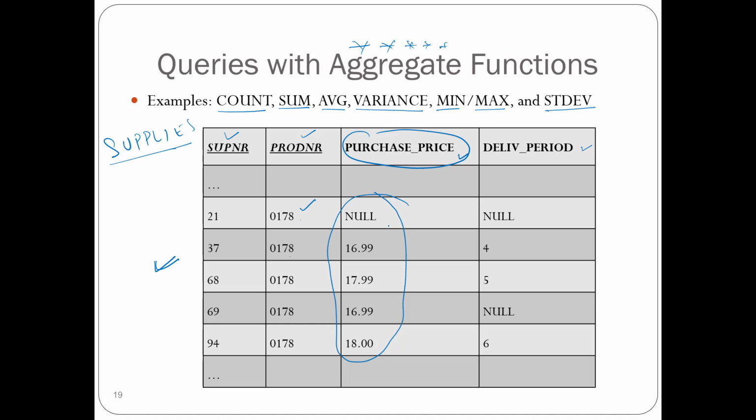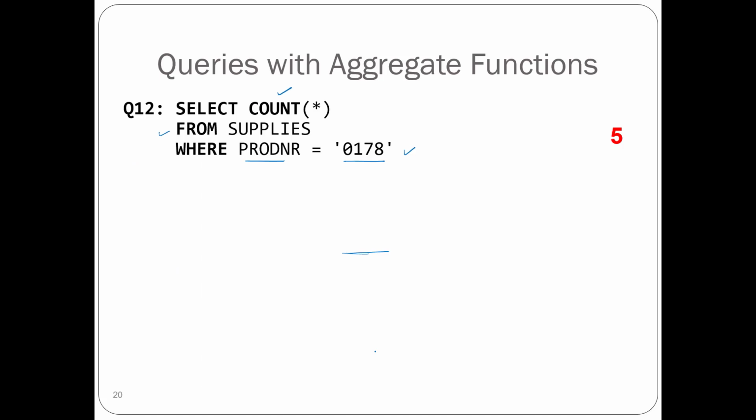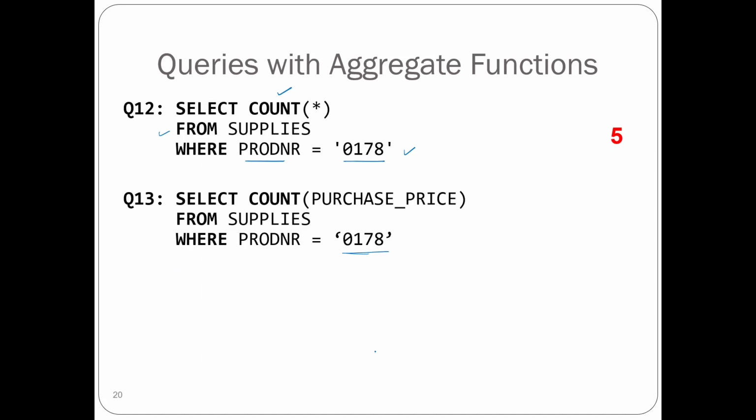One thing that you will have to understand is that for count, null is ignored, right? Because here we don't have the purchase price, so we should not consider null as a count. So we will ignore it, and the result would be 1, 2, 3, and 4. There are 4 prices available for purchase price. Therefore this query, which says select count purchase price from supplies where product number, prod nr, is 0178, the result should be 4.